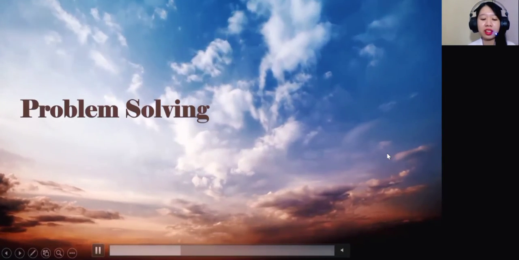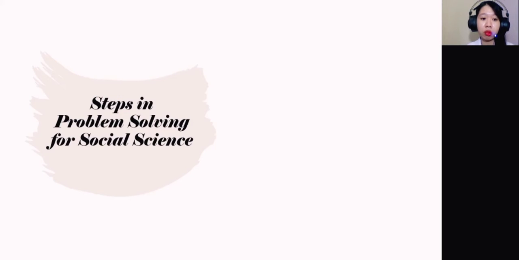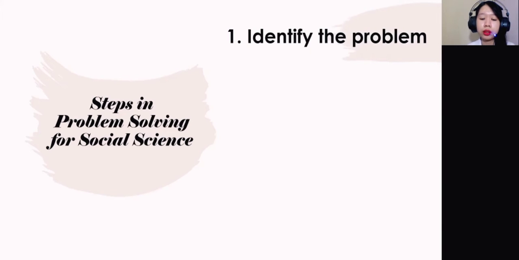The second one is problem solving. Next, what are the steps of problem solving for social science? Start from number one, the identification of the problem. The teacher needs to set a problem solving case that's suitable for the learners and make sure it's doable. Of course, it needs to be in accordance with their grade level, and at the same time, the students must be fully able to understand and define the problems that they are dealing with.